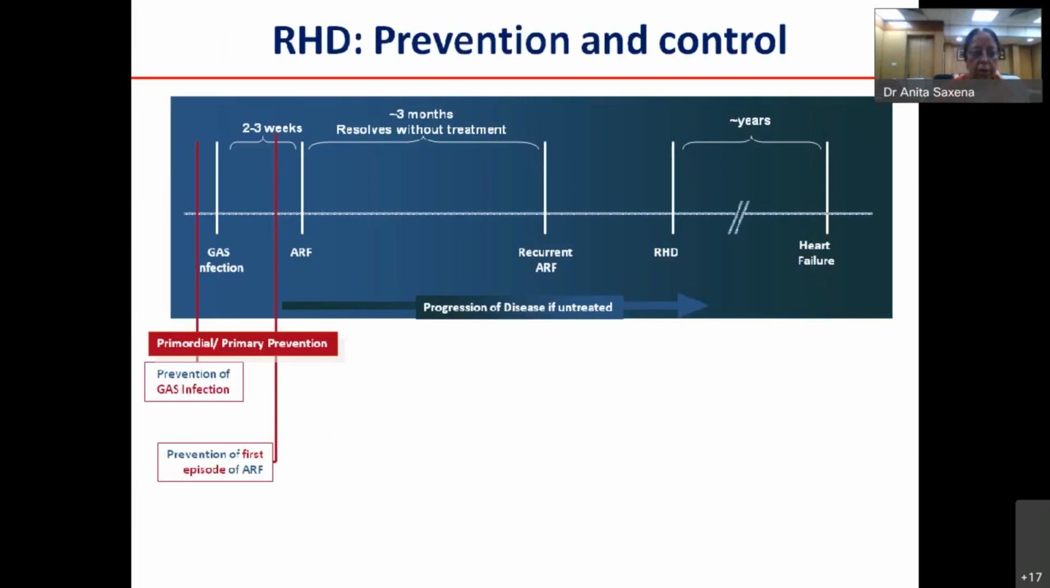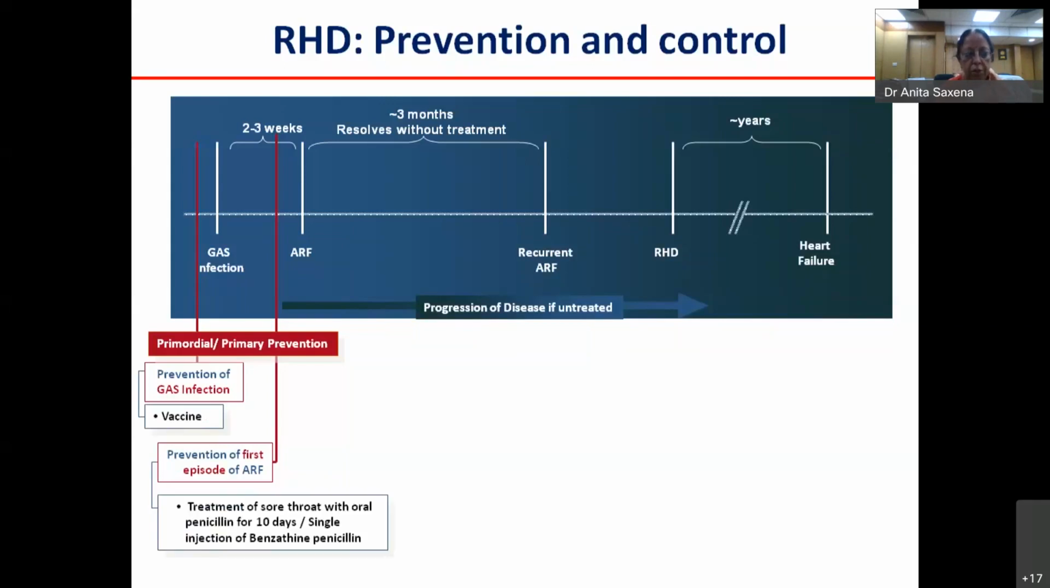I'll just talk about prevention and control because this is again something that is often asked. Primary prevention or primordial prevention: preventing episode of rheumatic fever by giving antibiotic for sore throat. We don't have a vaccine, so obviously we can't talk of a vaccine, but treating sore throat with penicillin is the best bet to prevent rheumatic fever.